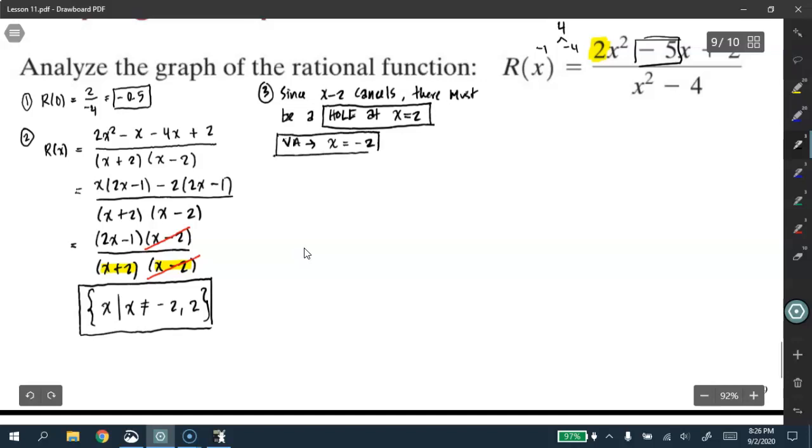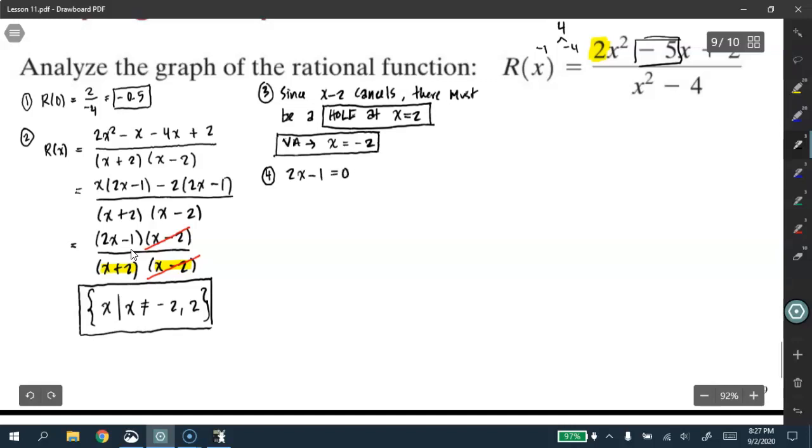Notice that anything that I'm putting in a box is important to us as far as analyzing this rational function is concerned. Step number 4, x-intercepts. Now, whatever is left over, that's what you set equal to 0. Don't set x minus 2 equal to 0. There's a hole in the graph there. That can't possibly be an x-intercept, okay? So you look at what's left over, which is 2x minus 1. So you take the 2x minus 1 and you set it equal to 0.